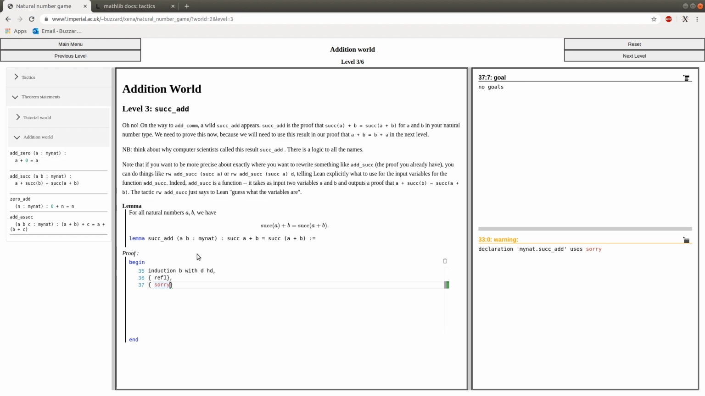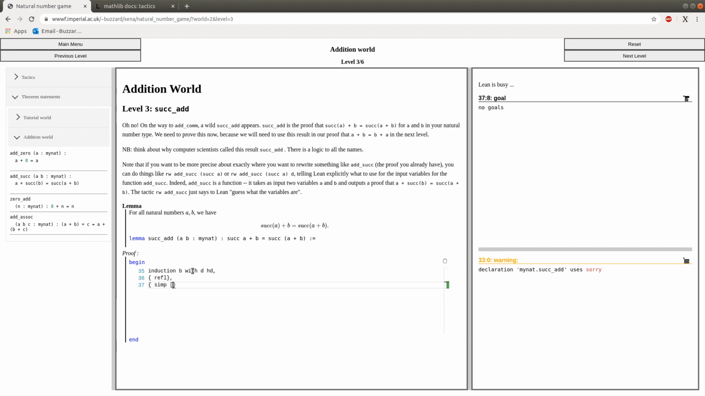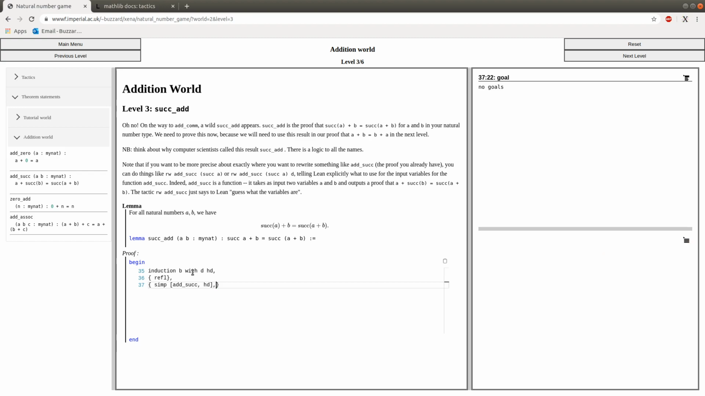There. And this goal here, what do I need? I probably need add succ. So I should maybe do simp, add succ, and HD. Will that do it? Yes, great. I've got proof complete.